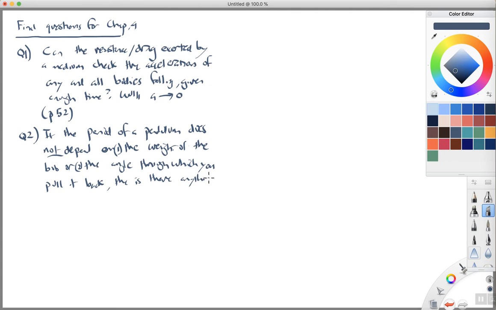Then is there anything that it depends on? Is there anything at all that the period depends on? Can you change the period of a pendulum? And the answer is yes, the length. He's going to say yes, it does depend on the length of the string that you use to suspend it. So that's question 2. Okay, so let's go back to question 1 and answer this.